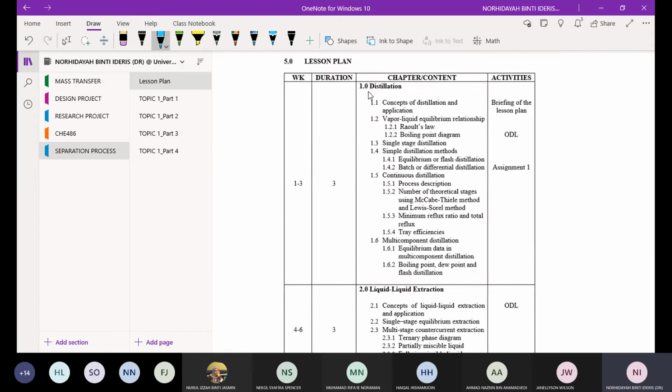So the first one is the distillation column. Here we're gonna spend 3 weeks, from week 1 until week 3. If you can see here, there is a notation, the assignment 1, which means you need to know that your assignment 1 is solely on topic 1, which is distillation.